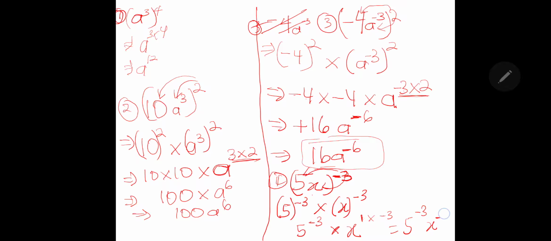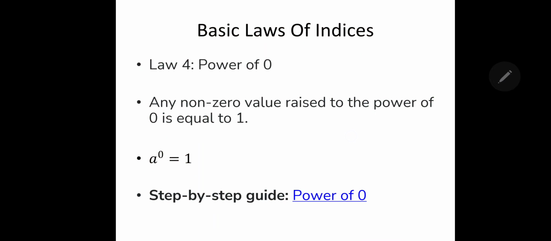So you know the x is also carrying a negative. And then 1 times 3 is 3. Right? You can write it like this. Now the next law, we'll learn how to rewrite these. So keep these answers in your head: 16a to the power negative 6 and 5 to the power negative 3, x to the power negative 3.